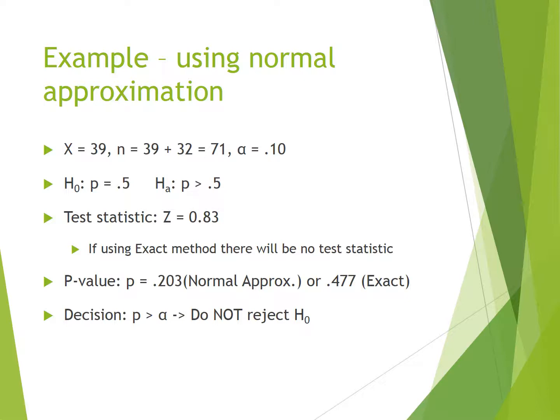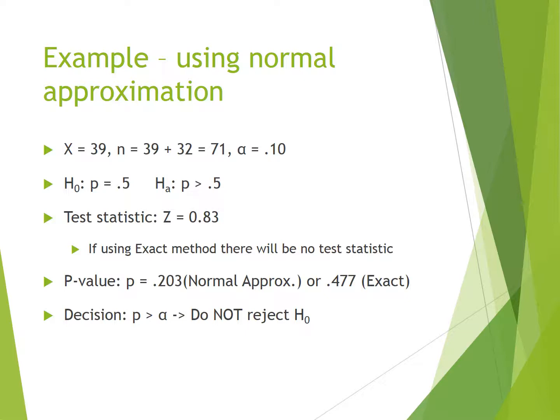So let's look at an example. Suppose we have x is 39, and then n is 39 plus 32, which is 71. Alpha is 0.10. My null hypothesis is p equal to 0.5. My alternative hypothesis is the population proportion is greater than 0.5. So we have a right-tail test. If the alternative is greater than, it's known as a right-tail test.